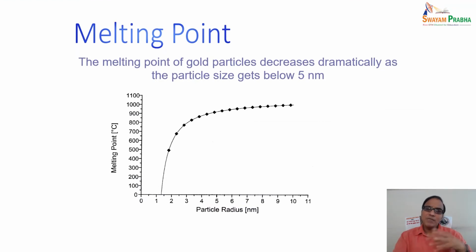The melting point of gold particle decreases dramatically as the particle size gets below 5 nanometer. As you can see, for 10 nanometer, it is around 1000 degrees Celsius, while for 5 nanometer, it is 800, and when you go down to 2 nanometer, it is just 500 degrees Celsius. So you can imagine how drastic the decrease is. This dip in melting point depends on the particle size after the 5 nanometer scale. You can see the change.